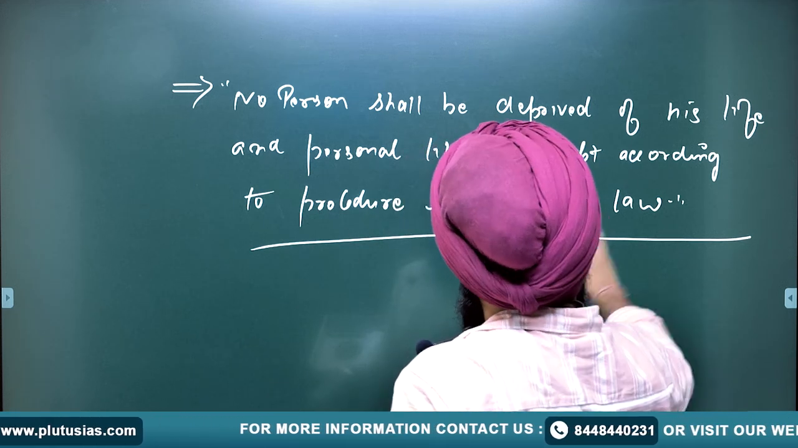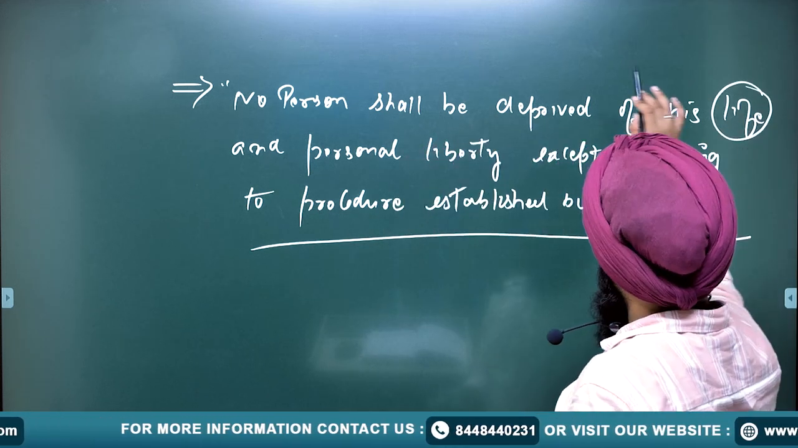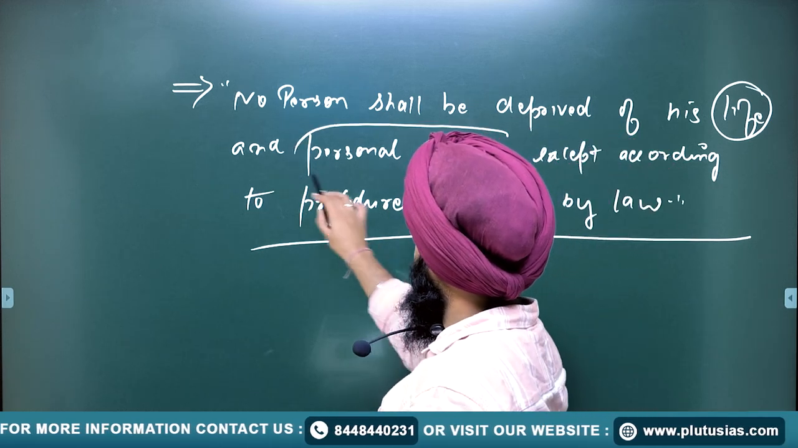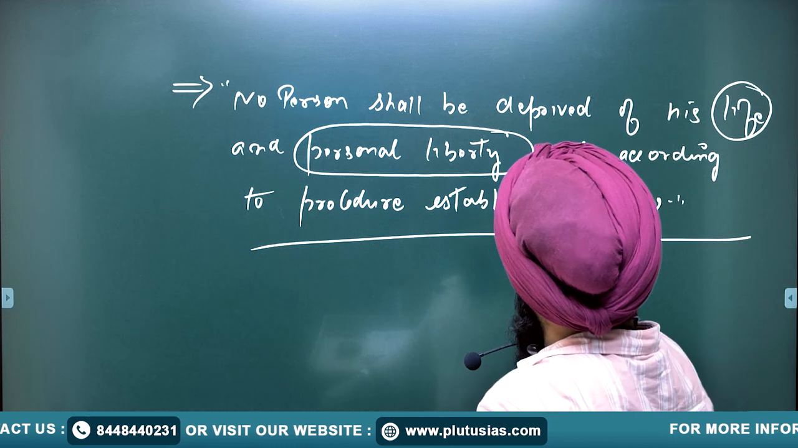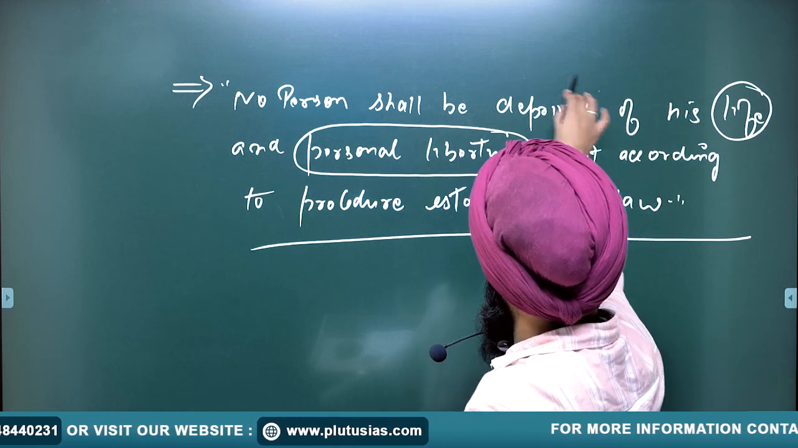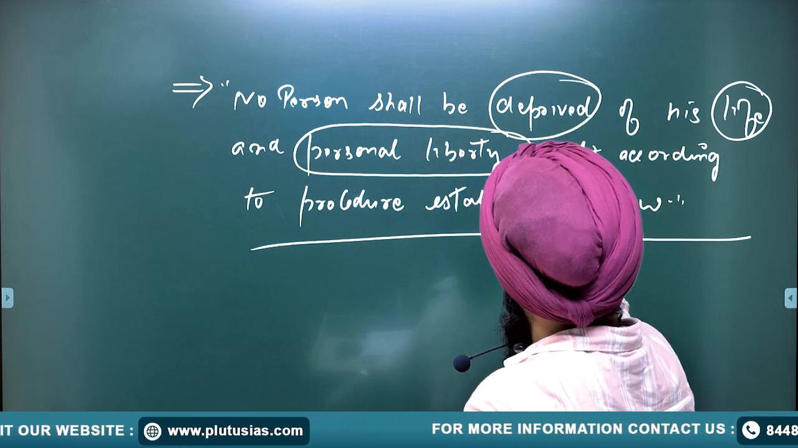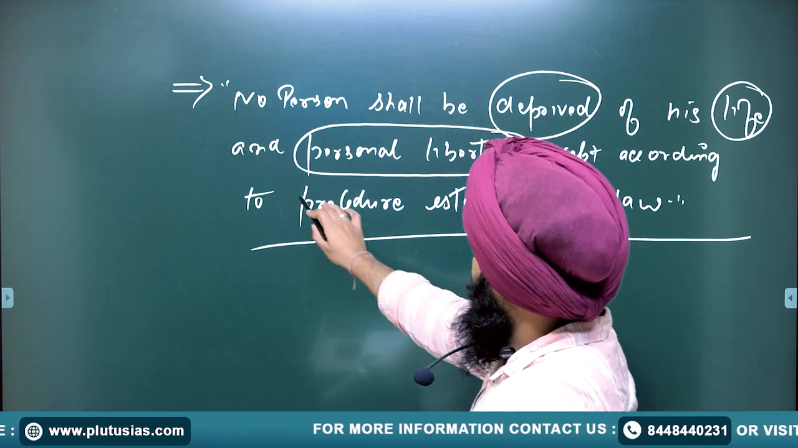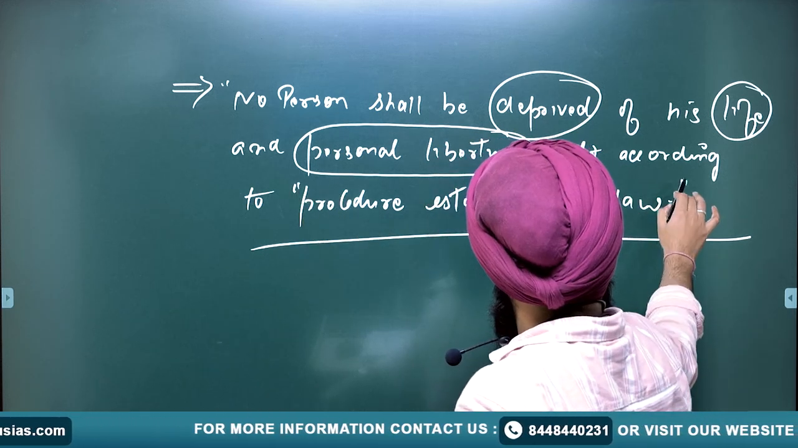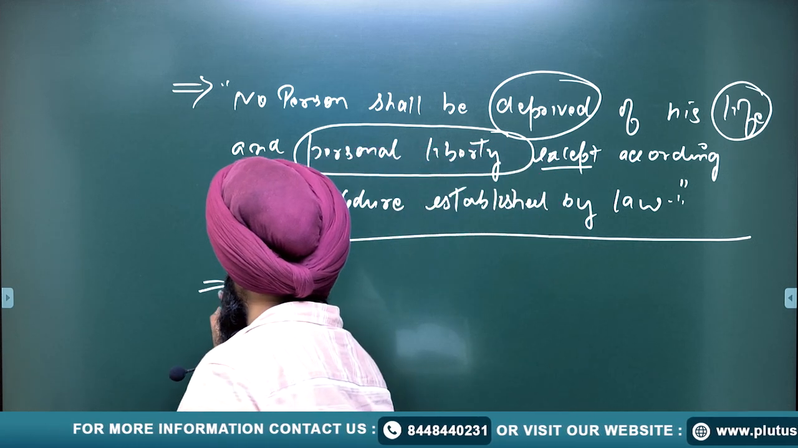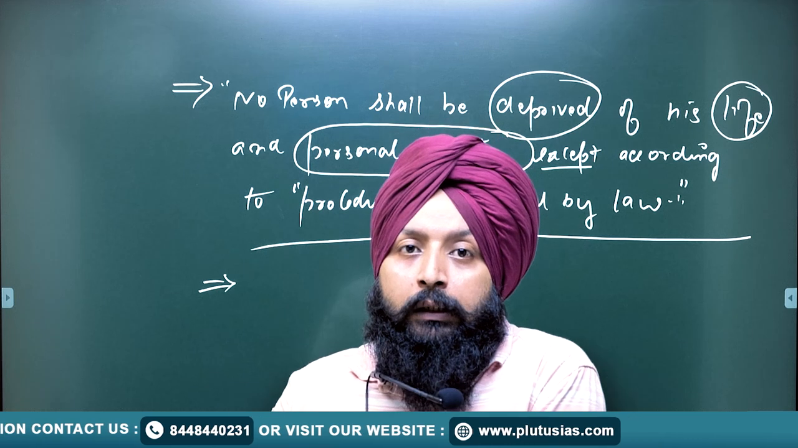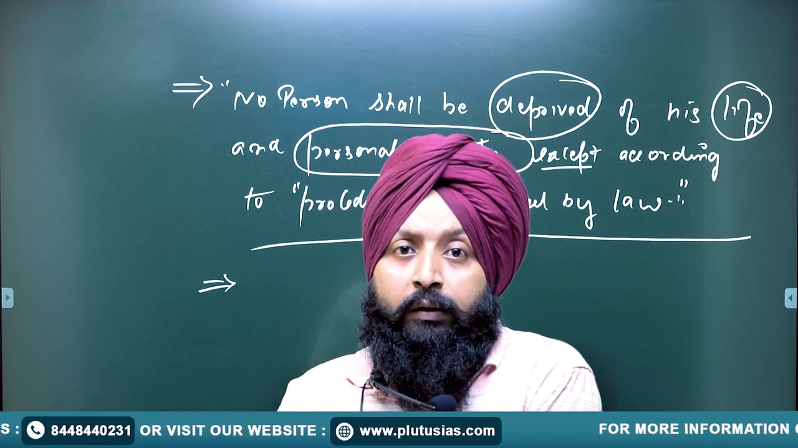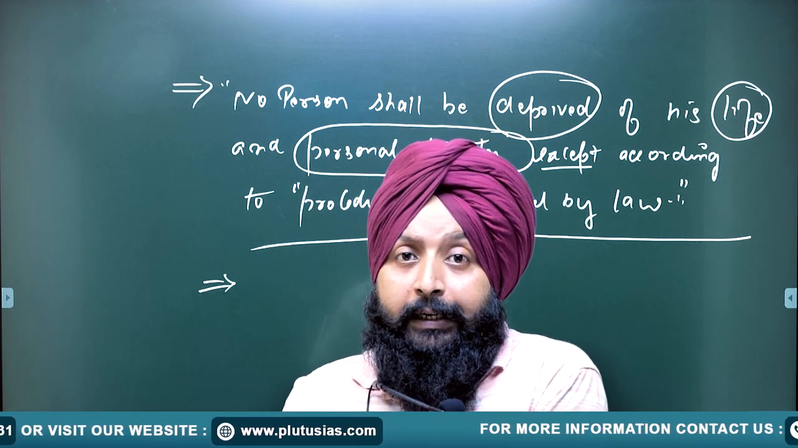So it is saying that no person shall be deprived of his life and personal liberty. There are certain keywords in this article: life, personal liberty, deprivation, and except according to procedure established by law. That means it protects the life and liberty of a person from arbitrary state action.